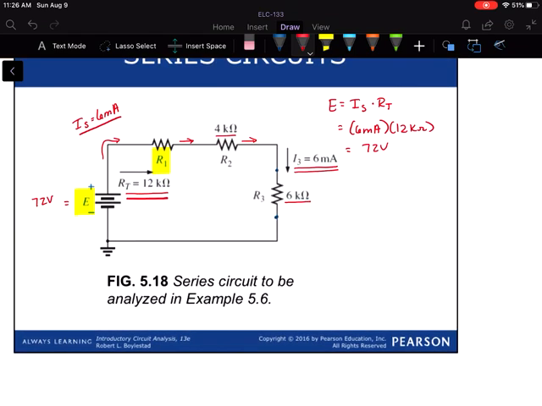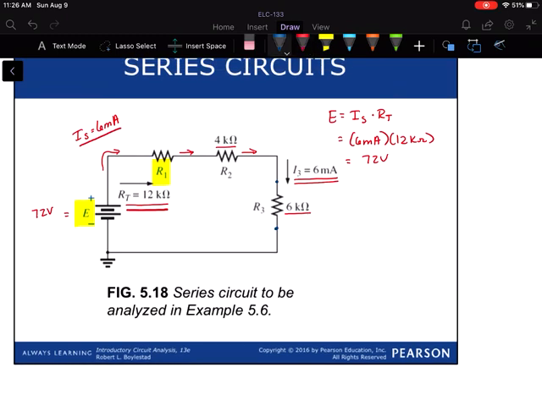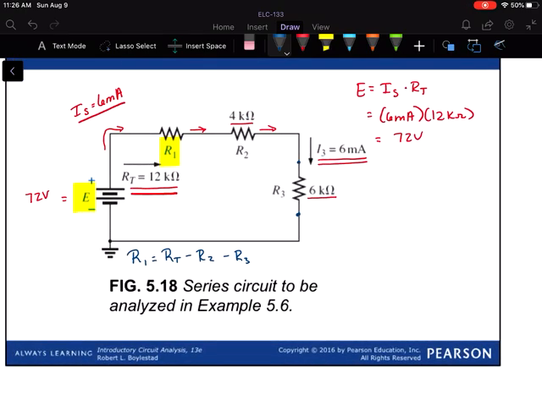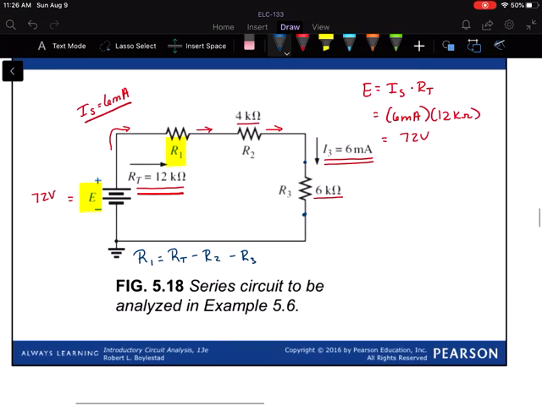All right. Now, if we're looking for R1, we also know that R1, R2, and R3 are in series with each other. So R1 should be RT minus R2 minus R3, since we would just sum them to find RT. So that means we have 12 kilohms minus 4K minus 6K. That means that R1 must be 2 kilohms.